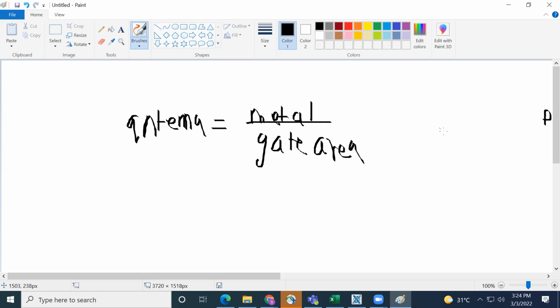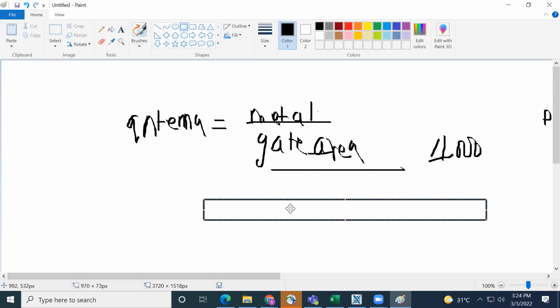In some technology this value is given, so 100 or 1000. You have to maintain it less than 1000. So you have to calculate the metal area and the gate area. The gate area is fixed, so the metal area you have to change. How to change? You have to reduce this metal, so you have to delete a little bit.